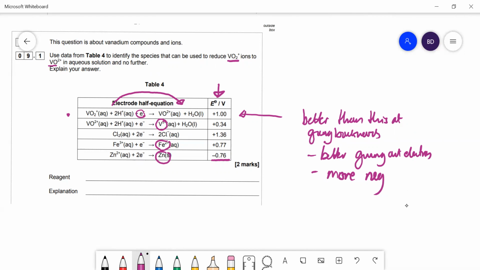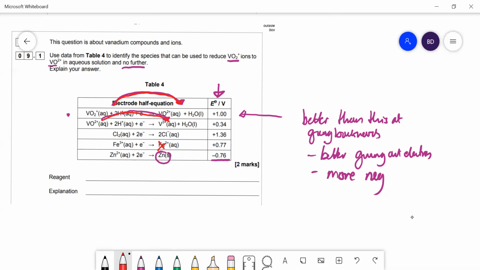Okay, but it says to no further, so I am not reading the question properly. So the trouble is, if you use zinc, what can zinc do? Zinc can push that backwards to VO2 plus, but then it can make this one go to V3 plus. So the zinc would be no good, so you can't use that one. The iron would be no good either, because the iron could reduce it again. It could reduce this one there, and it could reduce it again to there. So iron would be no good.